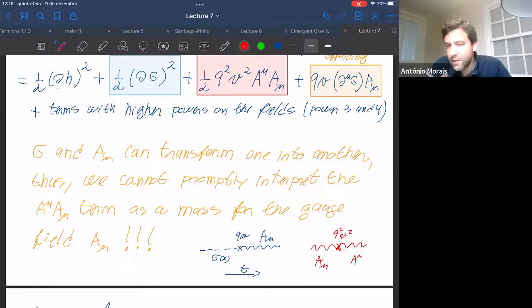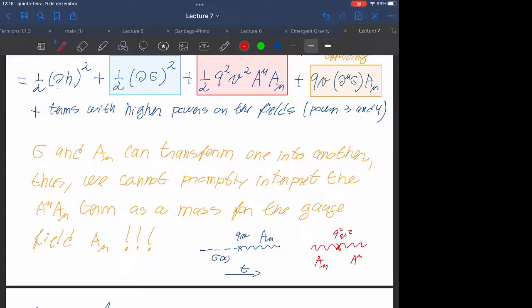If it's a decay, it's fine, or if it's a cubic or quartic interaction, it's okay. Those are interactions.